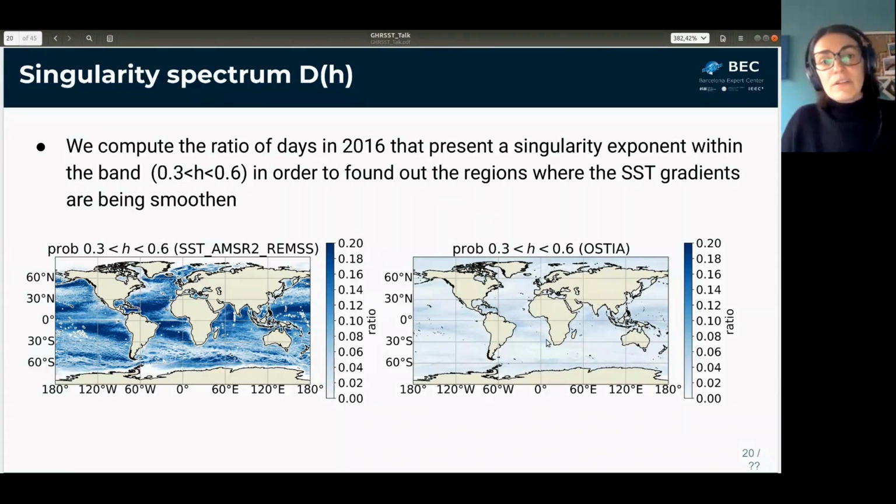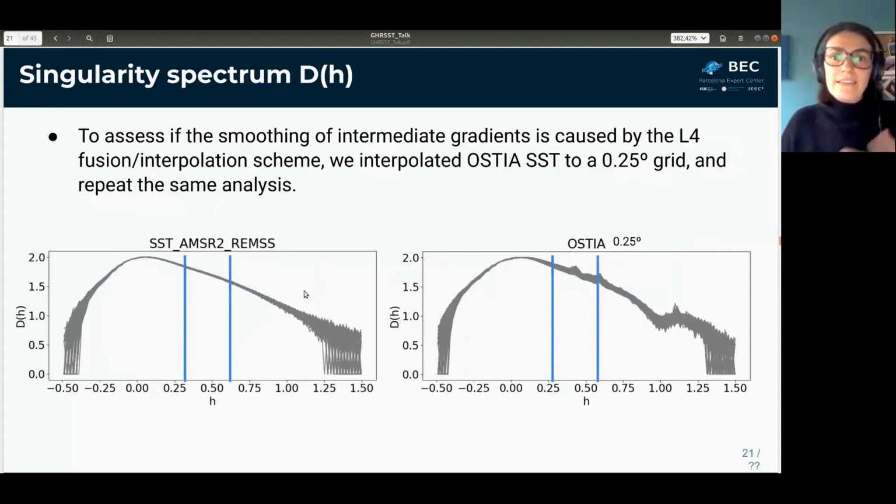In order to find out if this is due to the interpolation techniques or schemes that are used, since the singularity spectrum is scale invariant, as I told you, we have interpolated the OSTIA dataset to a quarter degree, so to the same scale as the REMSS, and we have repeated the same procedure. We proceeded in the same way. And this is what we obtain.